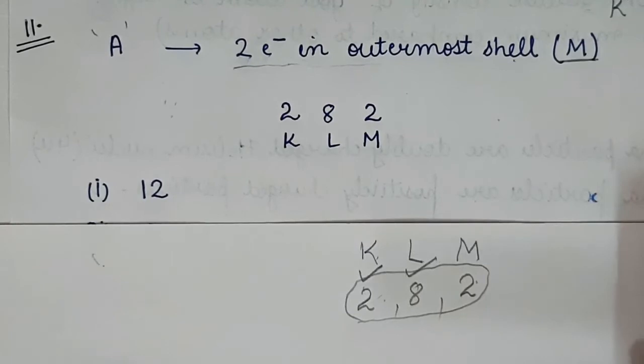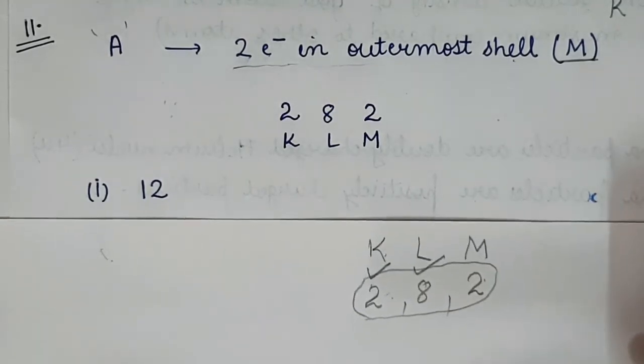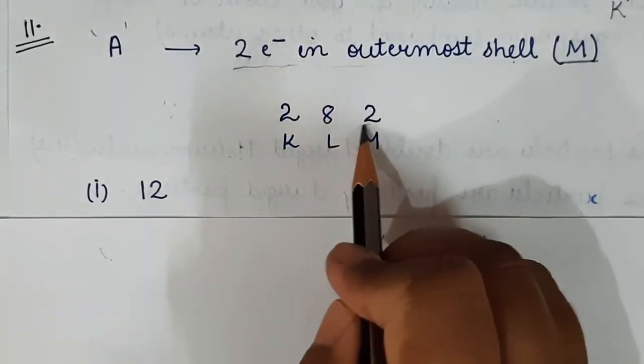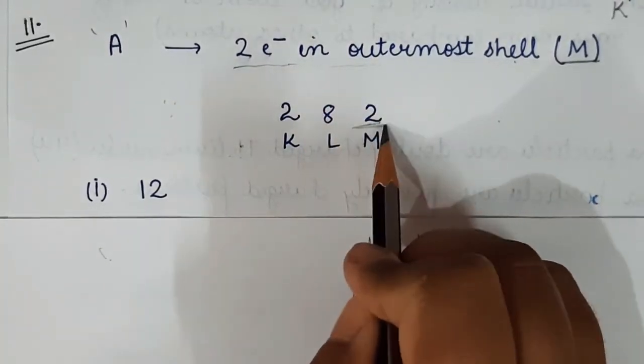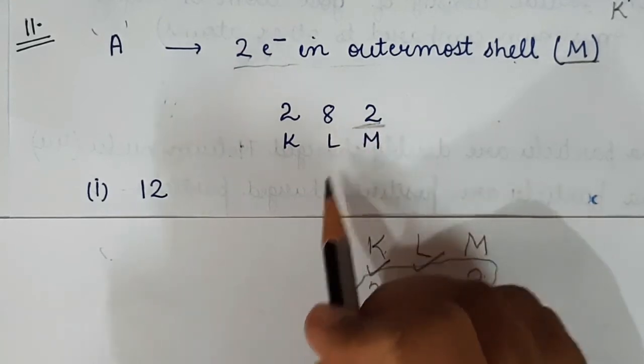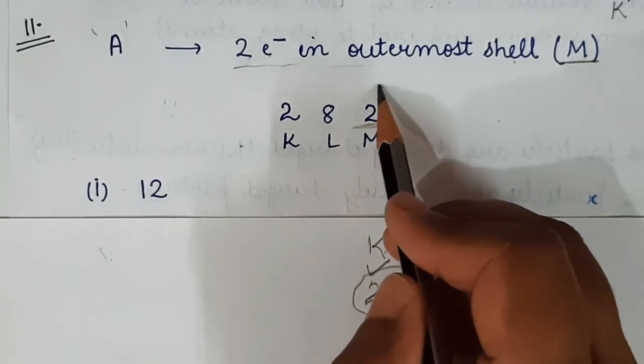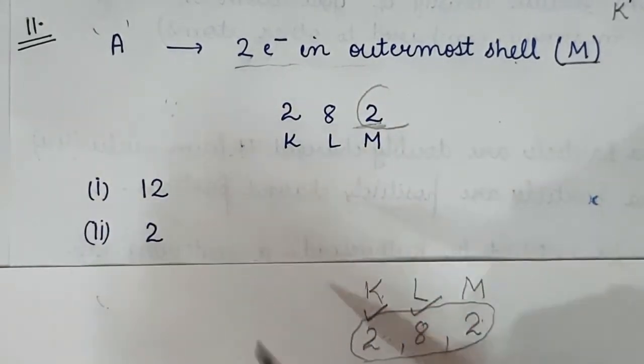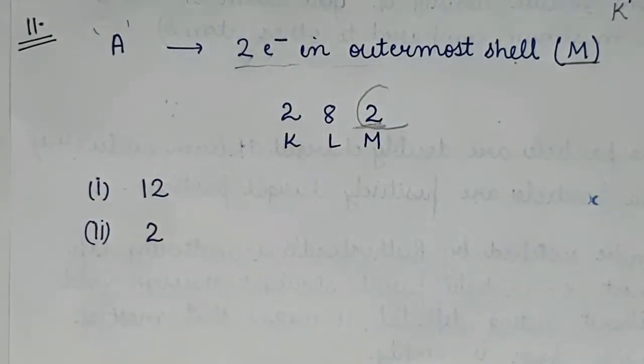Clear? Now second part is find out the valency. We have to find out the valency. Now see, 2 electrons are present in outermost shell. So what will be the valency? In order to achieve the stable configuration, the 2 electrons it will lose. So valency is 2. Atomic number 12, valency 2. So this was question number 11.